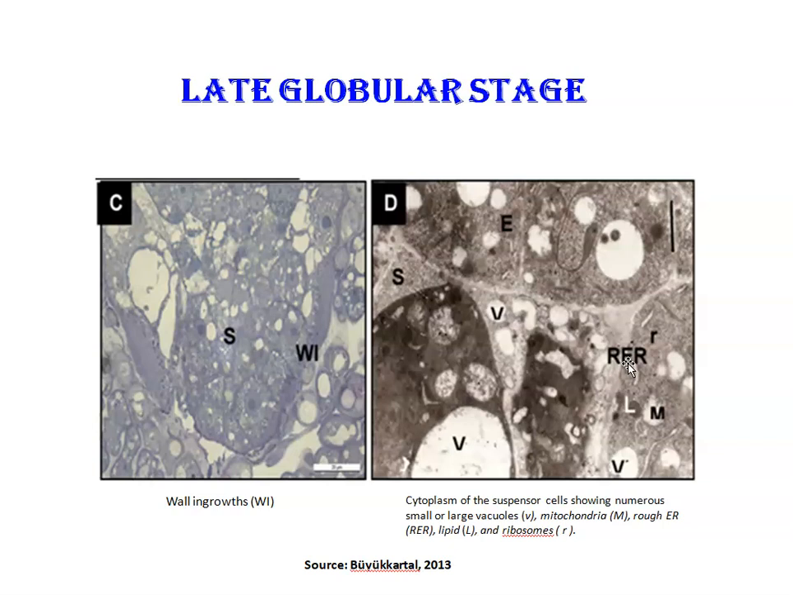Mitochondria are numerous. These are mitochondria. Mitochondria are numerous and contain few short cristae. A few dictyosomes and small protein bodies are seen in the cytoplasm. So numerous lipid bodies, these are lipid bodies, are present, and they are large and electron dense. So in this figure, you can see numerous small or large vacuoles. These are vacuoles. Then mitochondria, rough endoplasmic reticulum, lipid bodies. These are lipid bodies, and ribosomes.